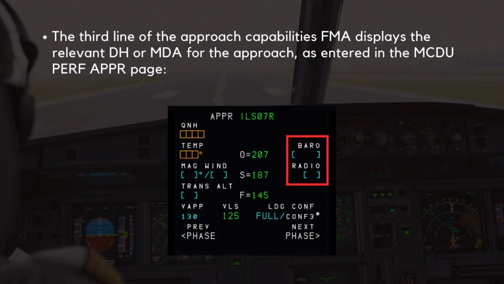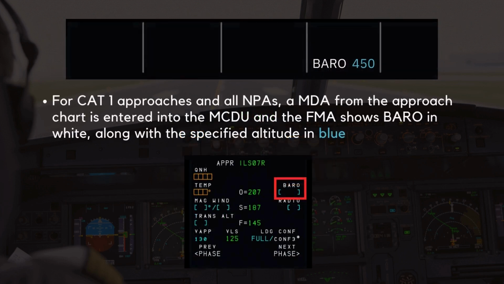The third line of the approach capabilities FMA displays the relevant decision height or minimum descent altitude for the approach, as entered in the MCDU Performance Approach page. For Category 1 ILS approaches and all non-precision approaches, a minimum descent altitude from the approach chart is entered into the MCDU, and the FMA shows BARO in white, along with the specified altitude in blue.